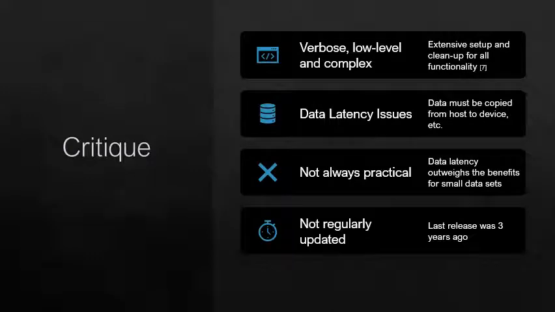Some critiques of the language is that the nature of the language means that the code is very verbose and low level due to the setup and cleanup required for all the individual components. As seen in the matrix multiplication example, the overhead introduced by the memory operations can make using OpenCL for smaller applications not practical when compared to normal sequential operation. Another factor is the time between releases. Given the last release before this year was 3 years ago, OpenCL is not often updated.